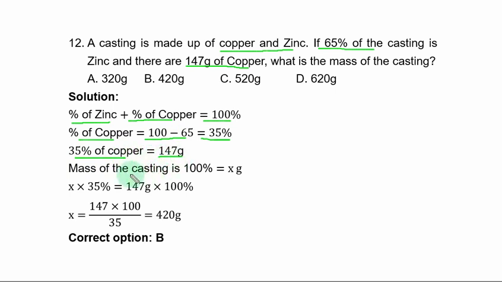Now, mass of the casting is 100%. Let it be S grams. So you match this to this, a form of cross multiplication, and you match this to this. That is what you have here. If you make S, the total mass, the subject, you have this result. If you multiply and divide, you have 420 grams. B is the correct option.